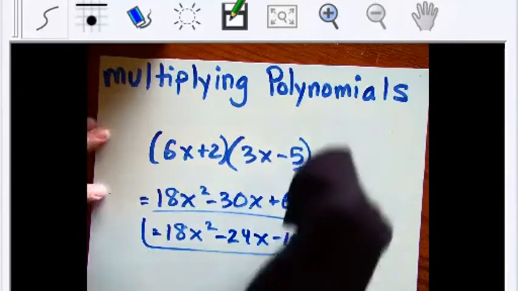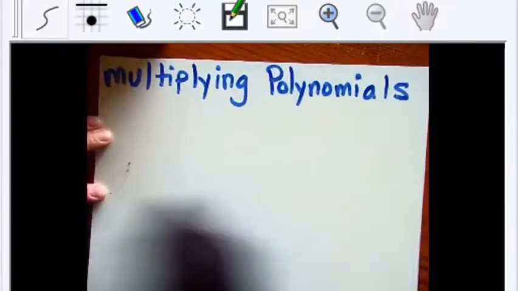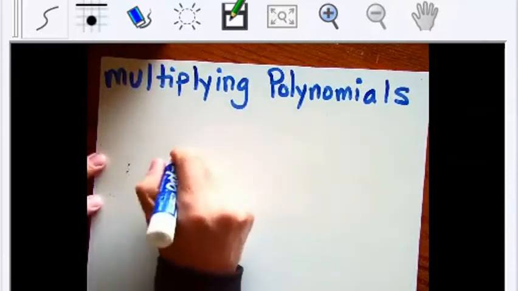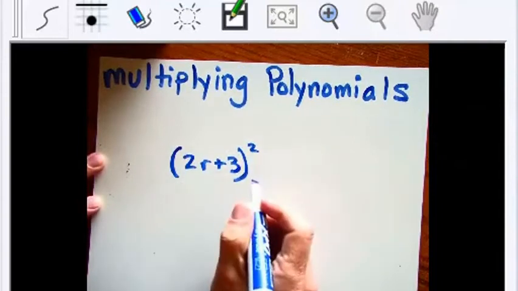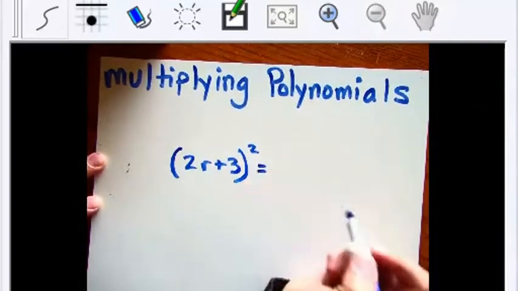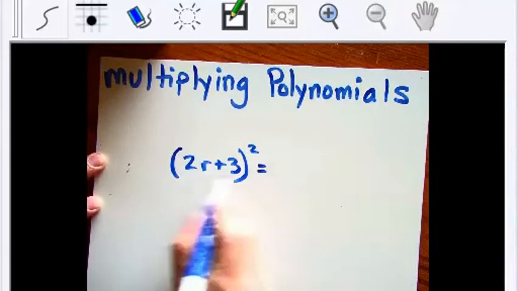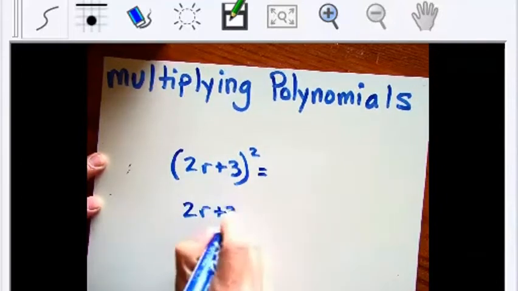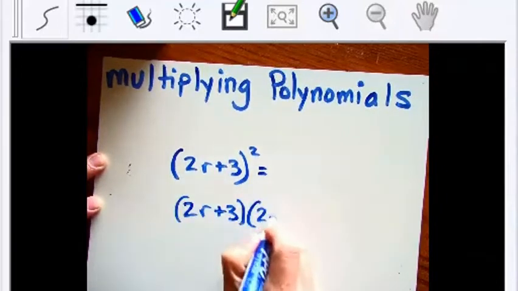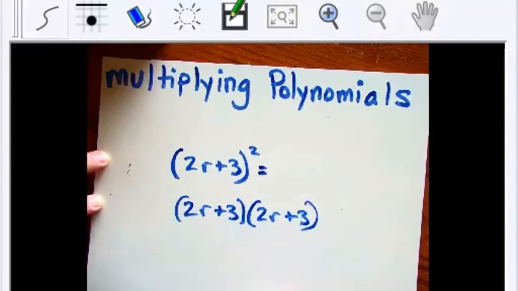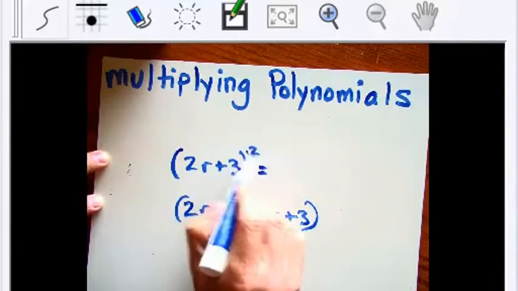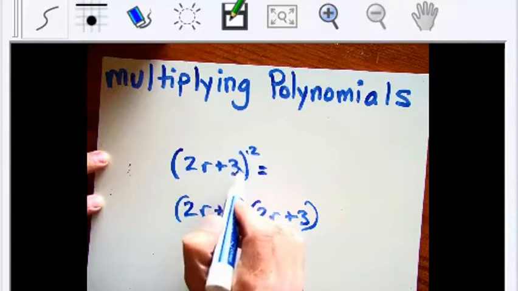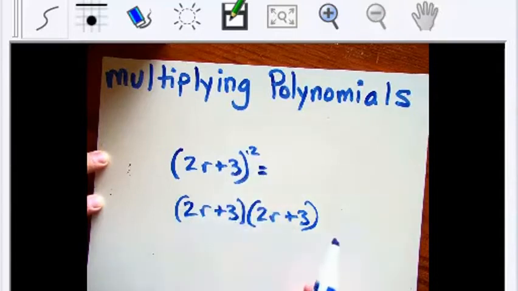Okay. Third example looks something like this. So it's a binomial squared. I'm not going to actually work through all of this one. Just remember that all of this squared would be 2r plus 3 times 2r plus 3. Okay, and then you would have to go through and do like I did on the last example. A common mistake on this, people would say, oh, this just goes to both of these guys. Okay, that's not true. This times this.